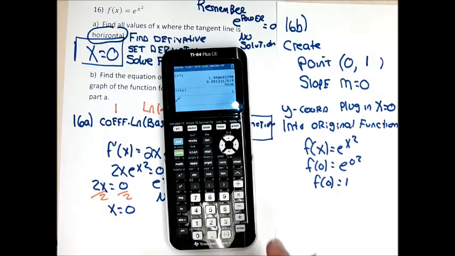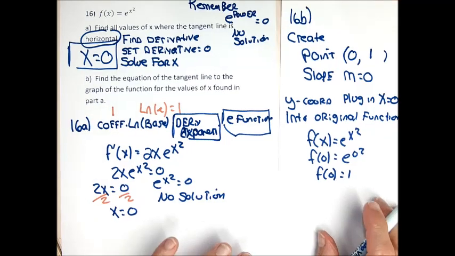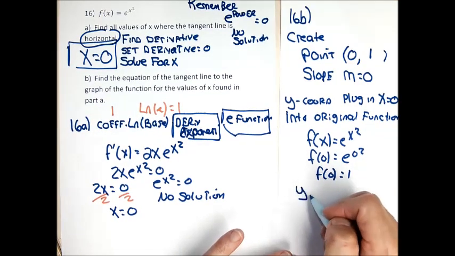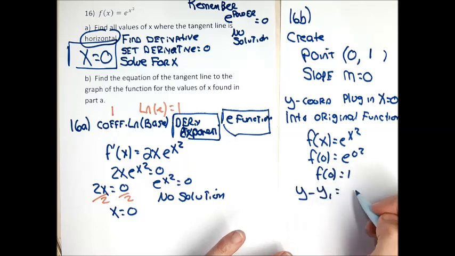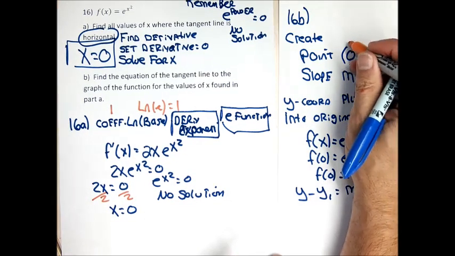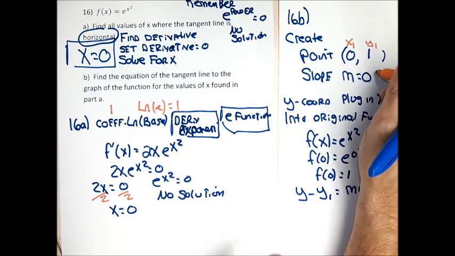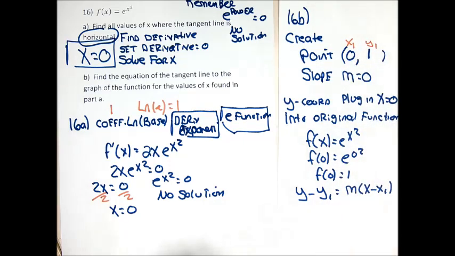You can get the answer for the equation. If a line has a slope of 0, the equation is just y equal to the y-coordinate of the point. But if I wanted to not remember that, anytime I'm asked to find an equation of a line, if I have a point and the slope, I can just do y minus y1 equals m times x minus x1. And for x1, I'm going to plug in 0. And for y1, I'm going to plug in 1. And for m, I'm going to plug in 0.